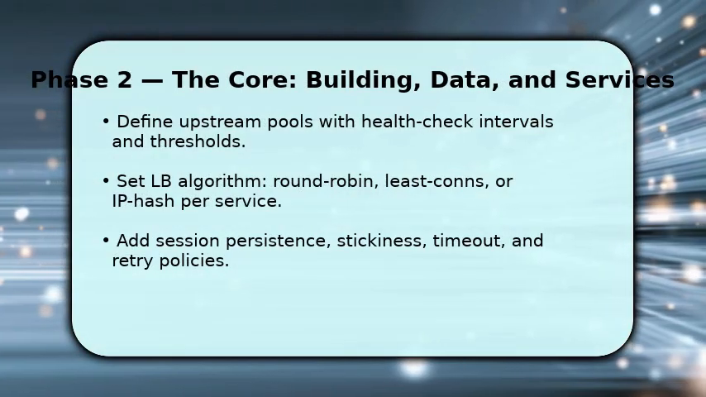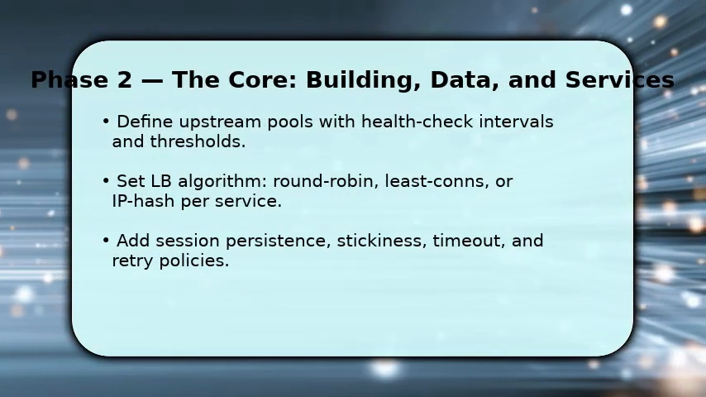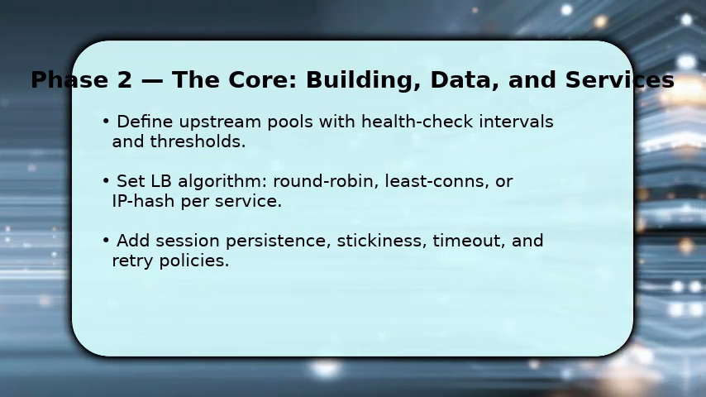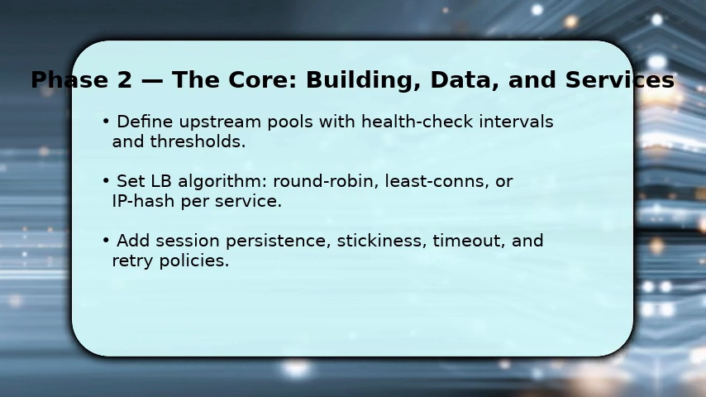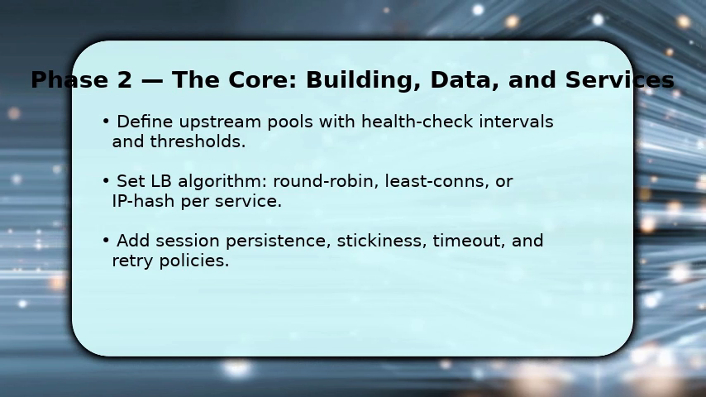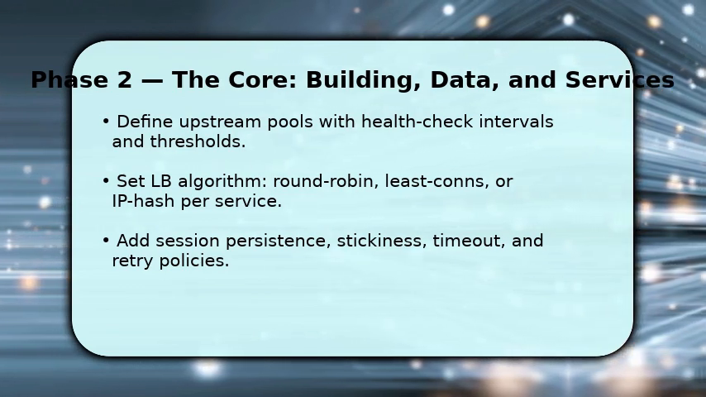Now you'll map services to upstream pools and create health checks, because unhealthy nodes must be removed automatically. Once done, select the balancing algorithm, round robin for even distribution, least cons for variable load, or IP hash for session affinity, and apply it per service.